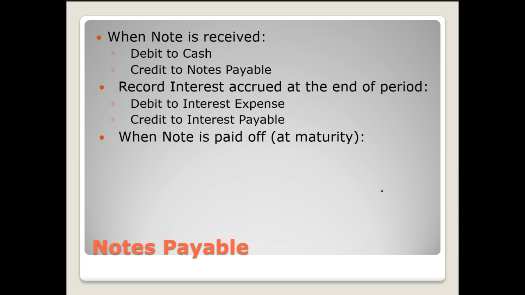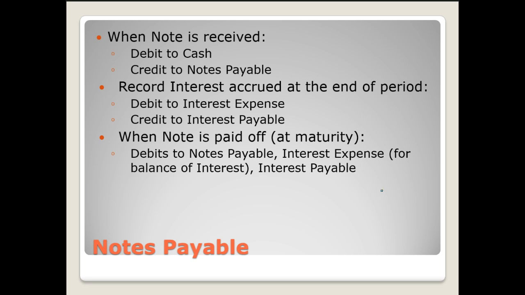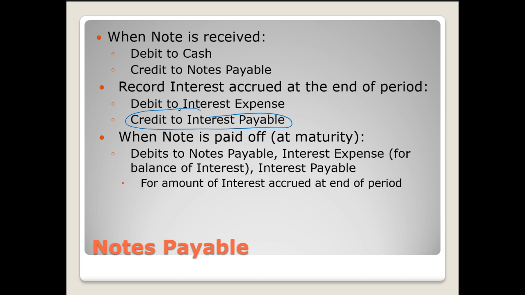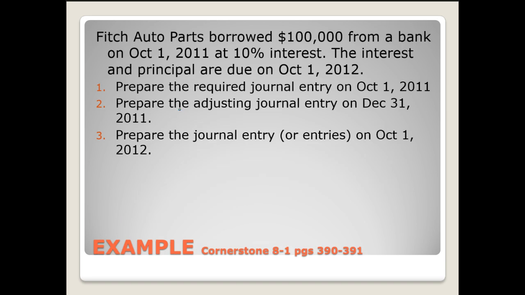When the note is paid off at the end of its maturity, it would be a debit to notes payable, a debit to interest expense if there was additional interest between the last time it was accrued and the payment of the note, and then a debit to any interest payable that had occurred because of the accrual entry or entries. And then there would be a credit to cash for the full amount being paid, which would be principal plus interest. So let's look at an example.